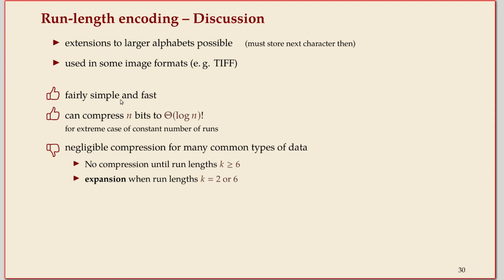The whole compression scheme, run length encoding, is simple. That also makes it fast to apply. And we can compress some extreme forms of repetitive texts very, very much. If we have n bits that are all the same, we can compress this to essentially 2 log n bits. That's way, way less. So this is much more effective in extreme cases than any Huffman scheme would have been.